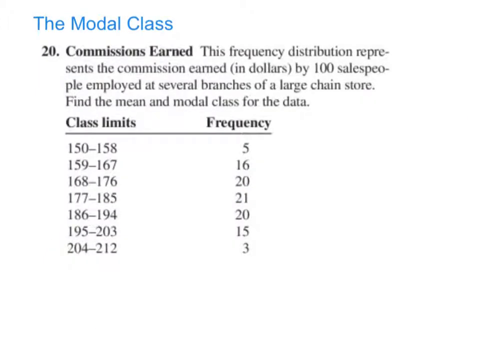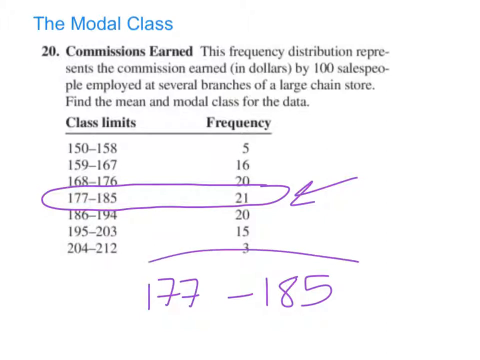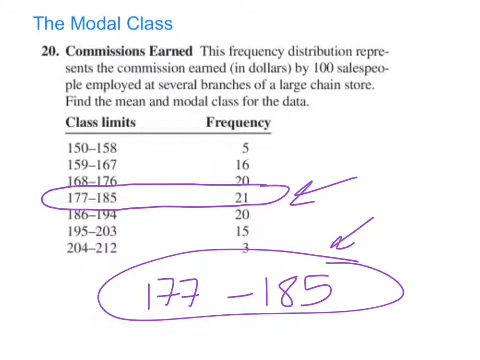So let's take a look at the modal class. The modal class is simply going to be the class that has the most. So the modal class on this guy right here is, oh, look at that, 21 has the most numbers. So the modal class is from 177 to 185. So that's called the modal class, and you just write the class down, the lower and upper limit. So you just say, what's the modal class? You say the modal class is 177 to 185. That's the modal class. It is the one that has the most.